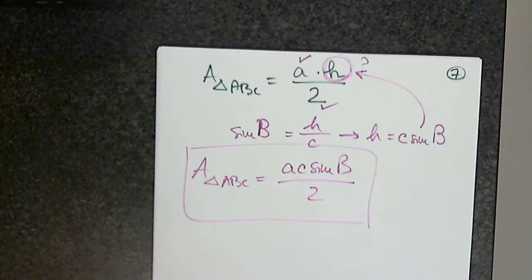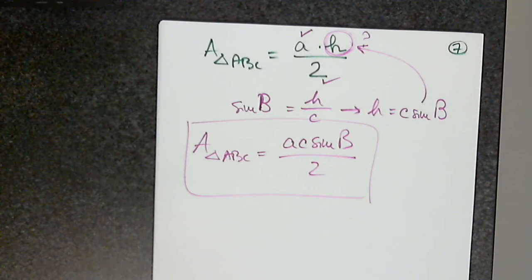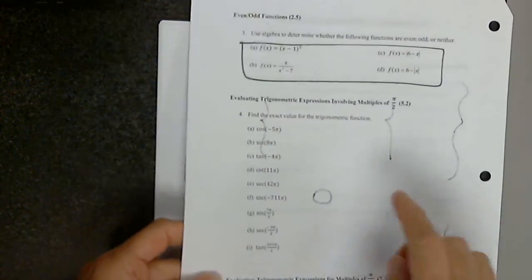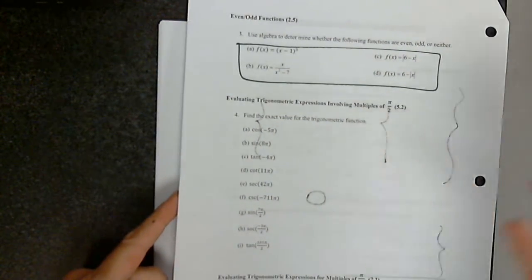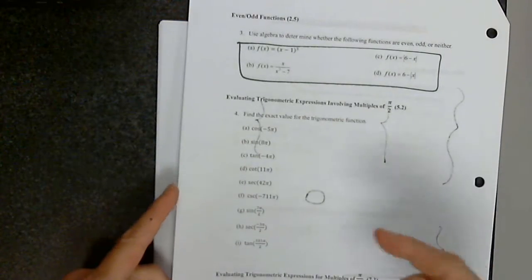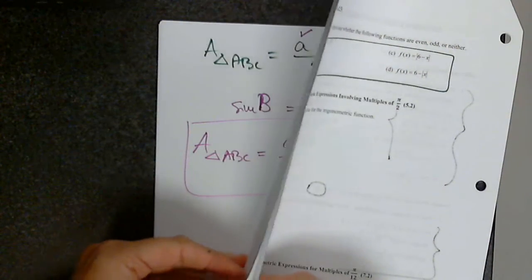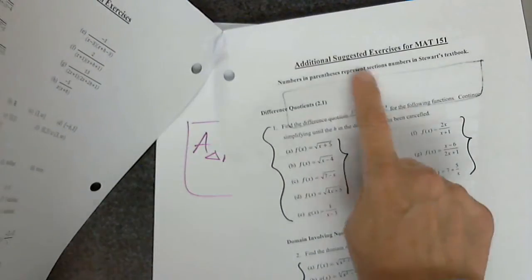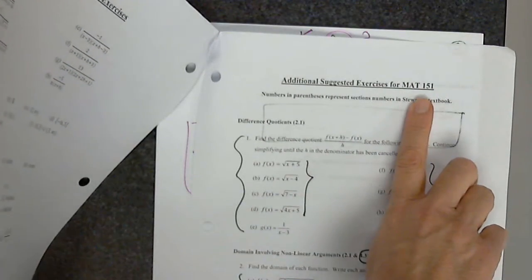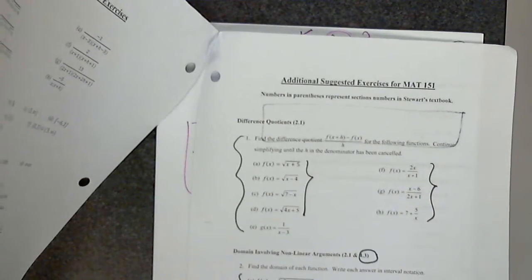Since we have this right here, let's apply it in a problem. And then we'll go back to the rest of the type of problems here. And I cannot forget, I need to go back to the handout. This is from 5.2, but it's the same with 6.2. So I would like to go through these problems from our handout. Which handout is this? It's the additional suggested exercises for Math 151. Okay?